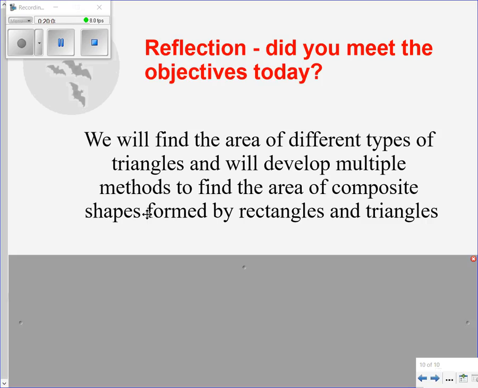Hope you enjoyed CraftTube. Take a little reflection now and think, did we meet our objectives today? Did you find the area of different types of triangles and develop multiple methods to find the area of composite shapes? If not, give yourself some extra practice. Other than that, we'll see you again for some more virtual geometry.